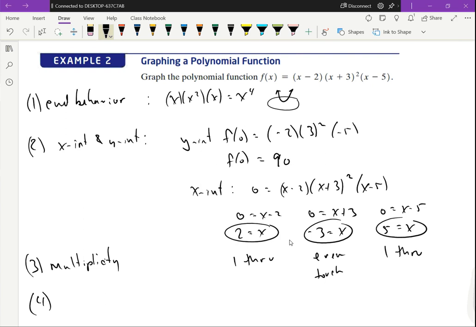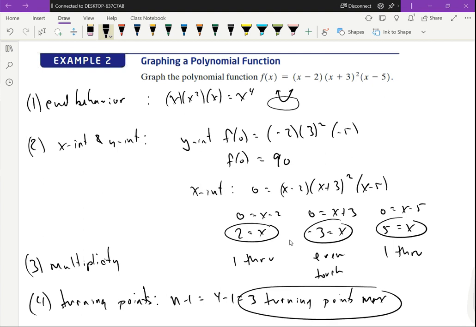Step number 4, we want to take a look at our turning points. For our turning points, that's going to be the degree minus 1. Since our degree from step number 1 was x to the 4th, 4 minus 1 is 3. So at max, we're going to have 3 turning points. Now we could have fewer turning points, but we can't have any more than 3.